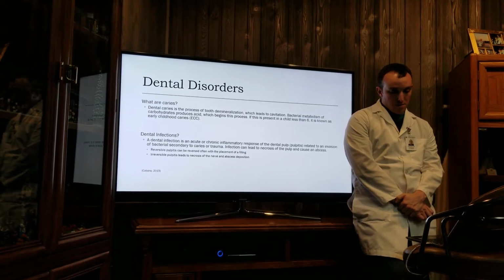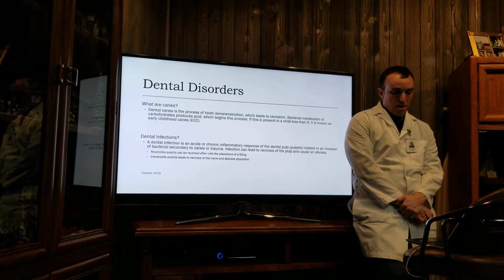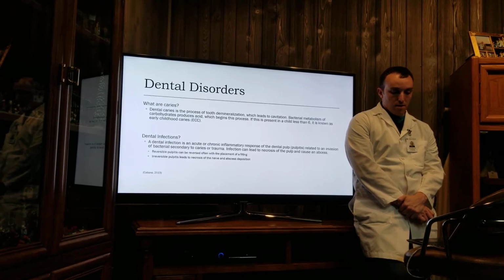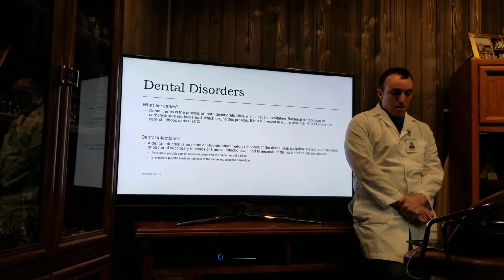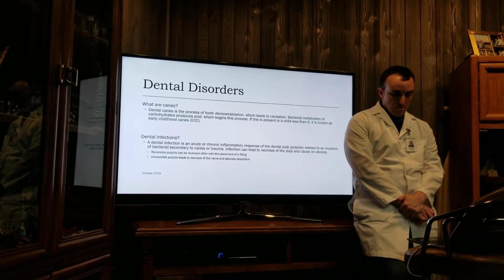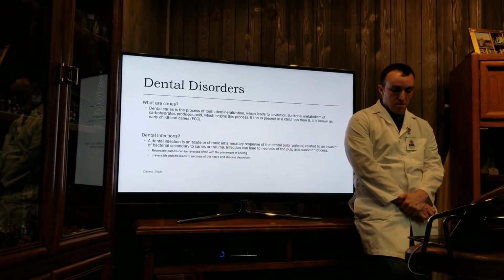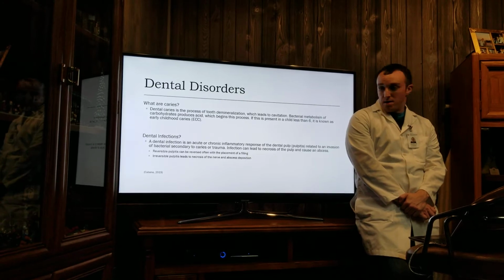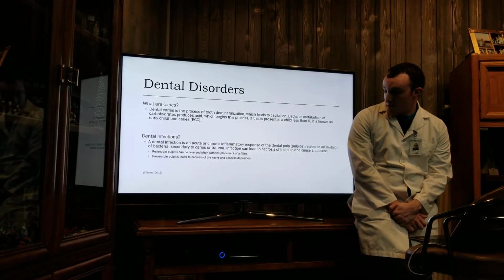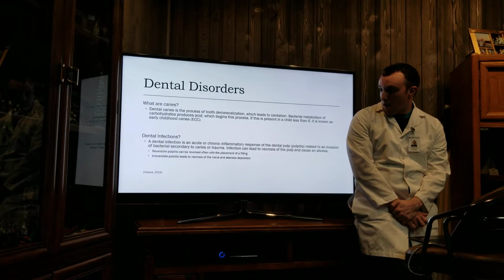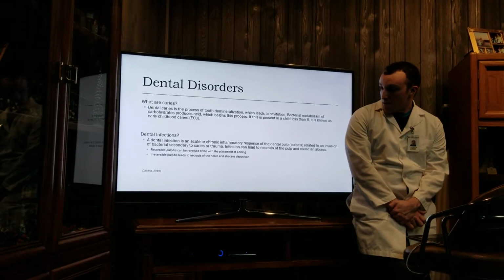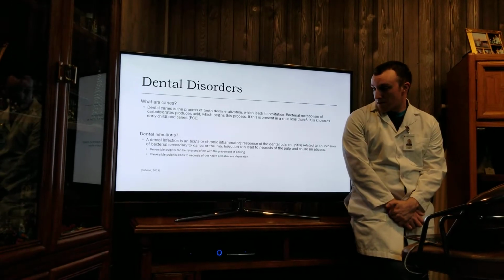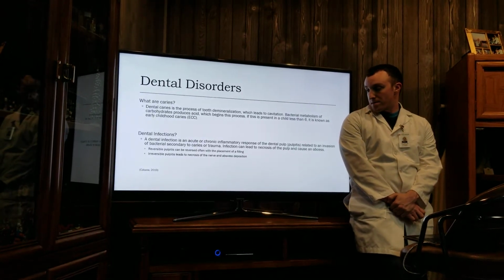And then also we're looking at dental infections. A dental infection is an acute or chronic inflammatory response of the dental pulp, pulpitis, related to an invasion of bacteria secondary to caries or trauma. Infection can lead to necrosis of the pulp and cause an abscess. On the slide you see there's reversible pulpitis, which can often be reversed with dental procedures with placement of a filling or cap. Irreversible pulpitis leads to necrosis of the nerve and abscess formation.